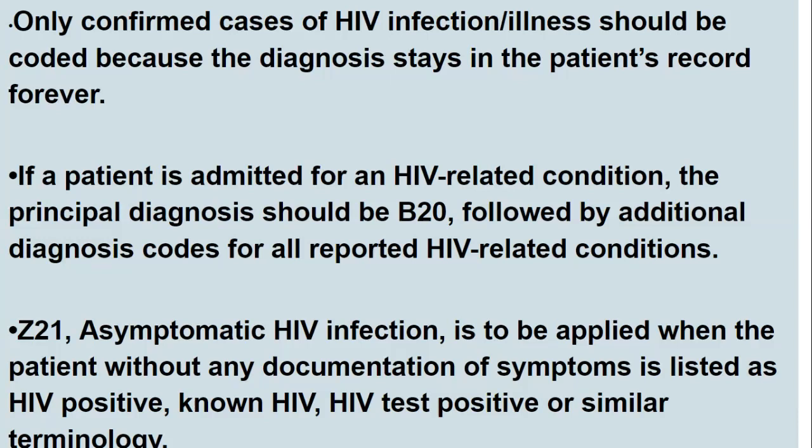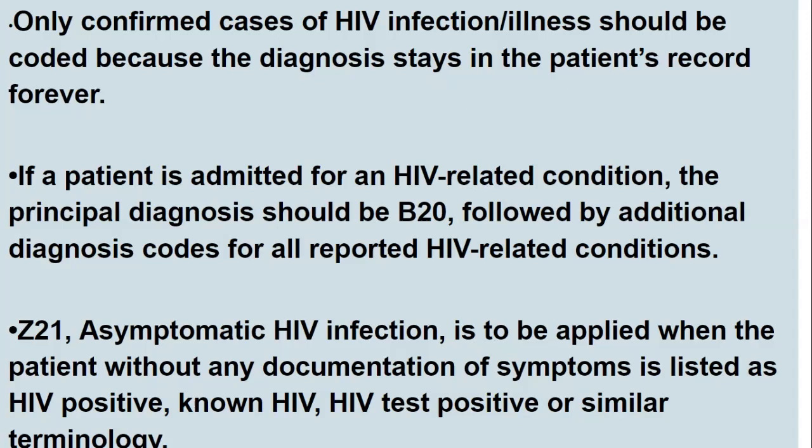If a patient is admitted for an HIV-related condition, the principal diagnosis should be B20, followed by additional diagnosis codes for all reported HIV-related conditions. So, if I'm an HIV-positive patient and I go into the hospital because I've broken my right leg, I have a fracture of my femur, the primary is going to be fractured femur, but you always have to include B20 because that's part of their history. That's something the insurance company needs to know every time.